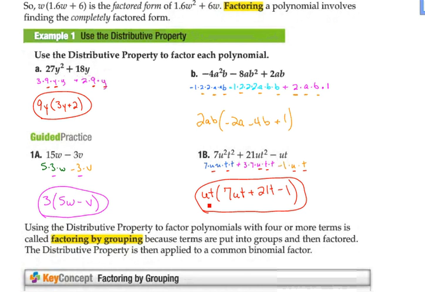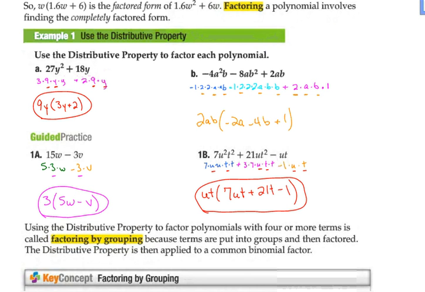So that should say UT times the quantity of 7 UT plus 21T minus 1, because remember that negative is technically a negative 1 out there. Anytime you have a negative, that's probably the best idea, is to put it as a negative 1, because sometimes they actually do have that in common.